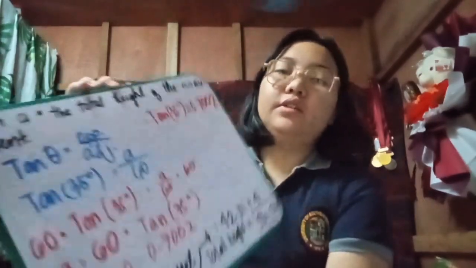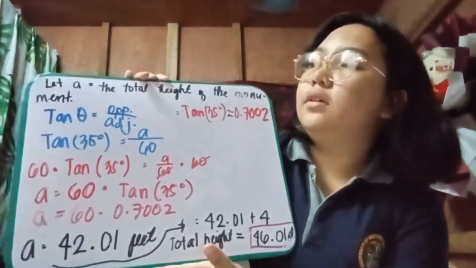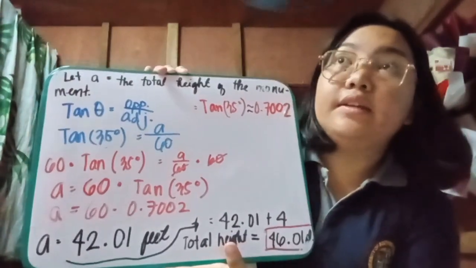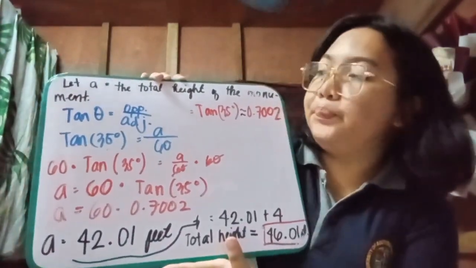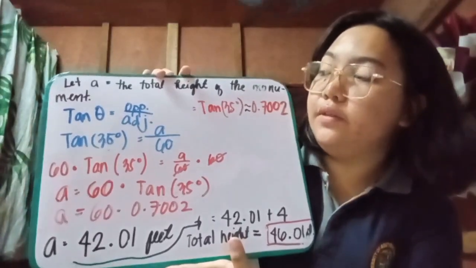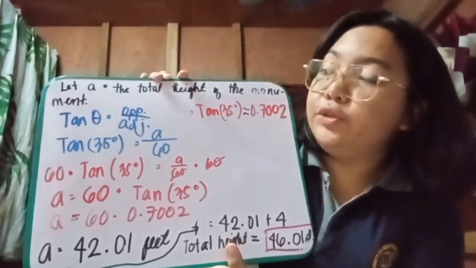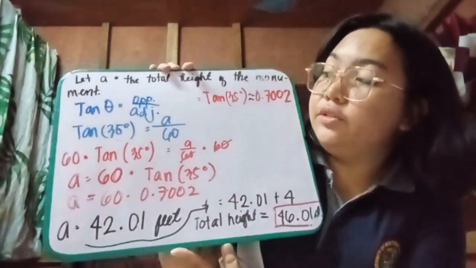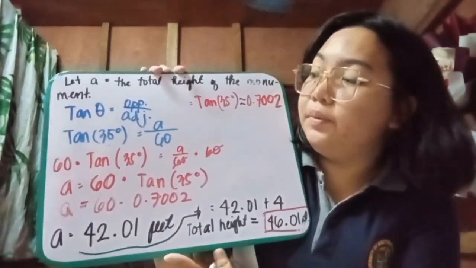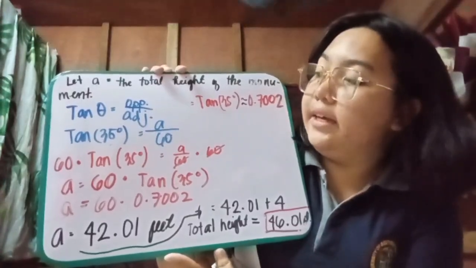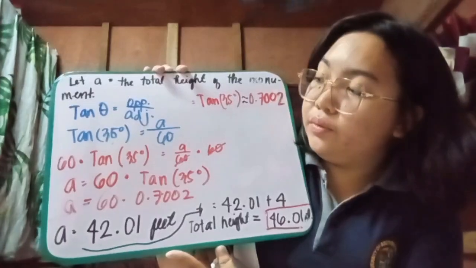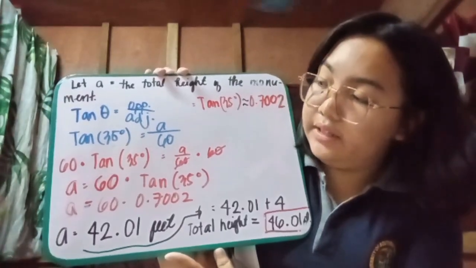Now, let us solve the problem. I have here the solution. Let A be the total height of the monument that rises from the telescope. Now, we use the tangent function, which is opposite over adjacent. Tangent 35 degrees is equal to A over 60, where the opposite is A, the height, and 60 is the adjacent.